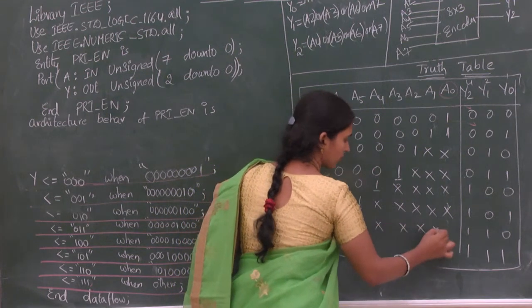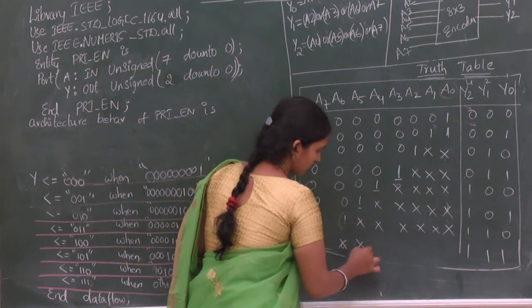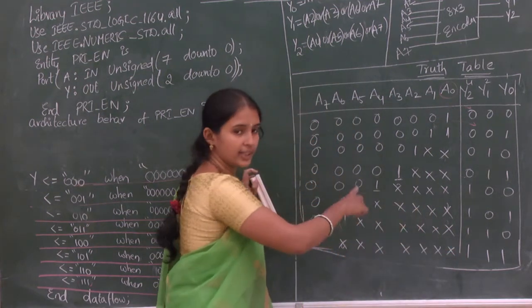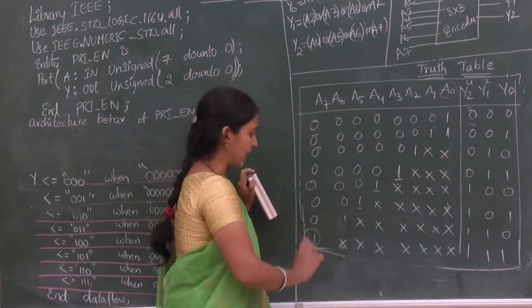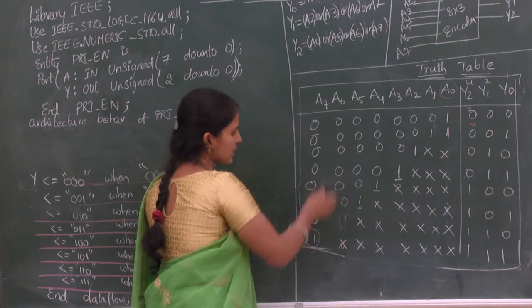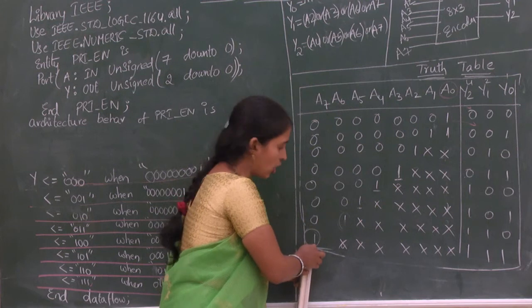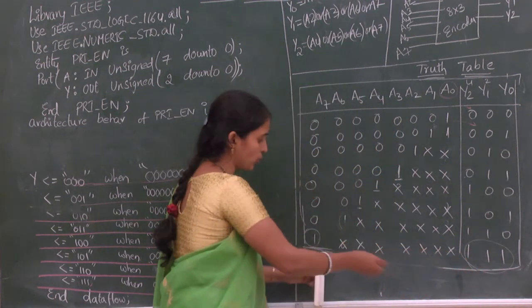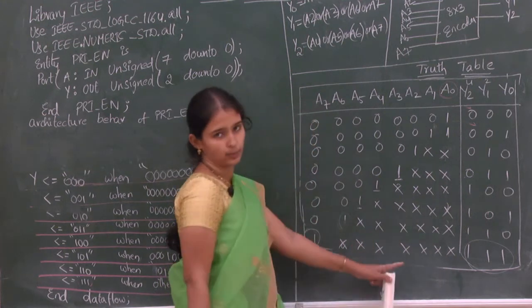Similarly, this X indicates whether it might be 0 or 1. You see here also, A7 is 1, it will check for A7. When A7 is 1, it directly provides 1, 1, 1 as your output, irrespective of all other inputs.